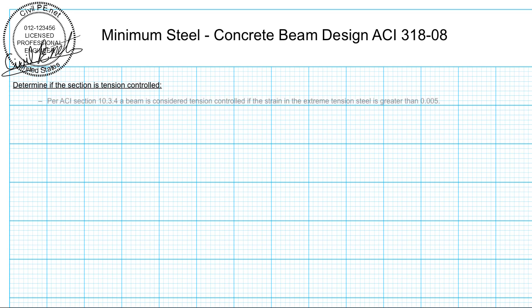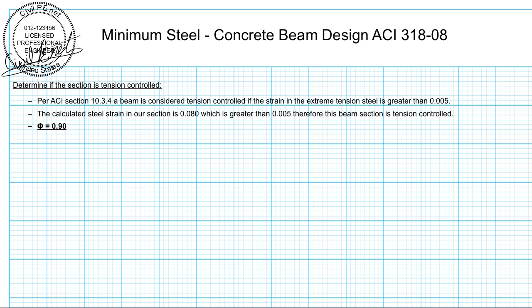So what does this tell us? From ACI, we're given that a section is considered tension controlled if the strain in the extreme layer of tensile steel is greater than 0.005. The strain that we've calculated is 0.08, which is much greater than that 0.005. Therefore, we can consider this tension controlled. That means that we get a phi factor of 0.9 for our section.